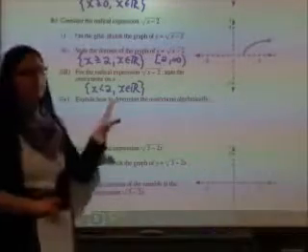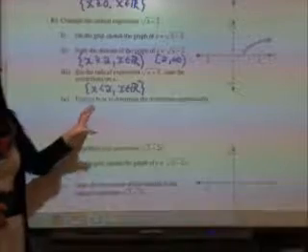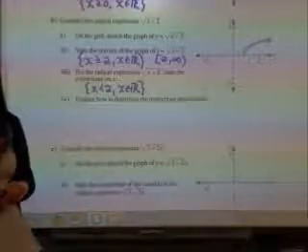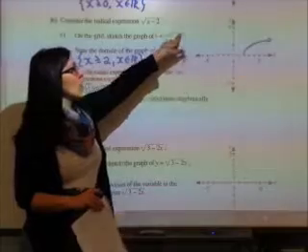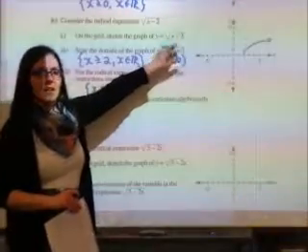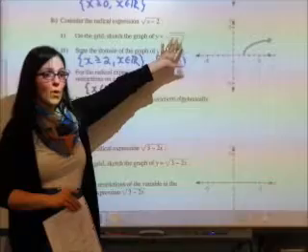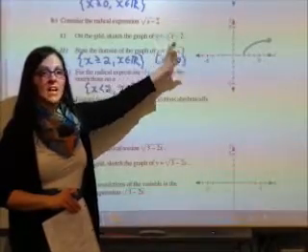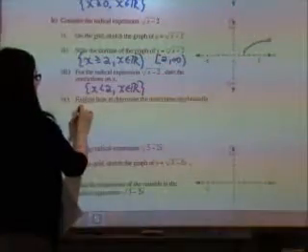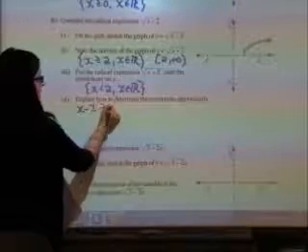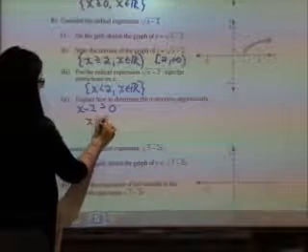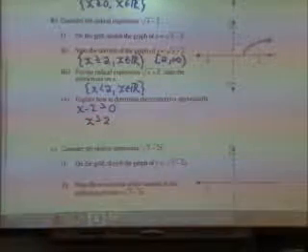So if I said you had to find the restriction algebraically, what would you do? Well, what do I know about everything underneath the radical sign? It has to be positive. That's the only way that I can take the square root. So what is underneath the radical sign has to be greater than or equal to 0. And now I can solve that inequality. I add 2 to each side, and there's my x is greater than or equal to 2.